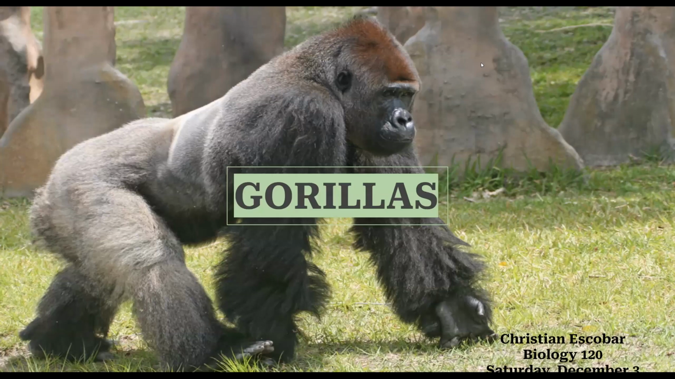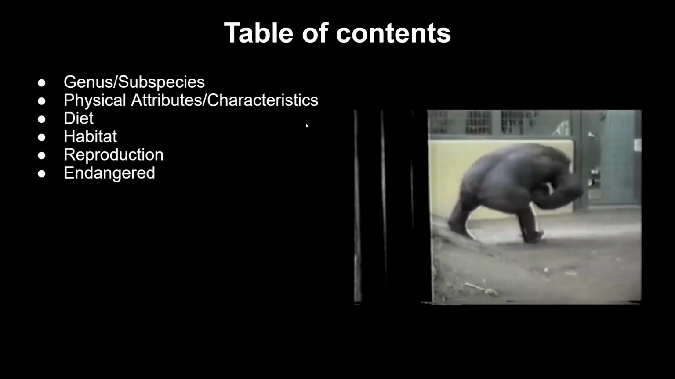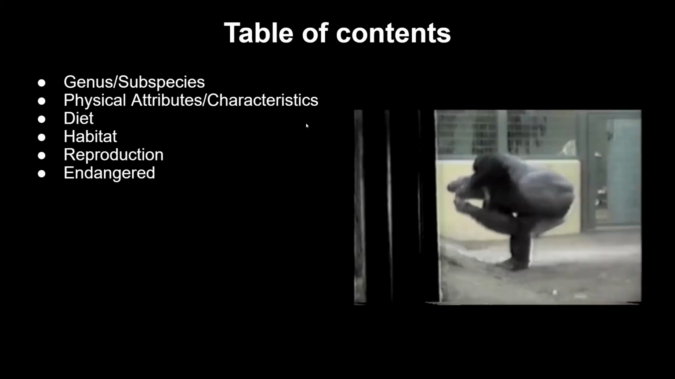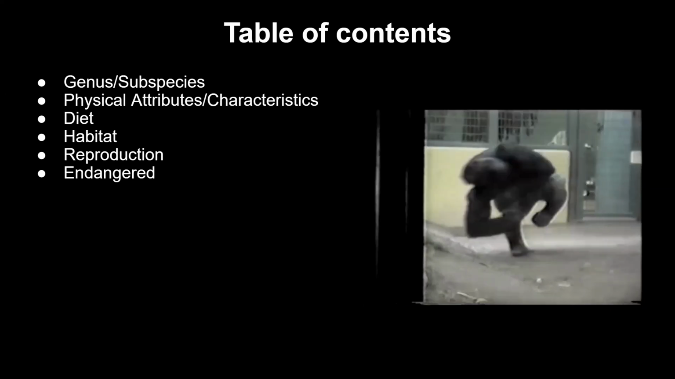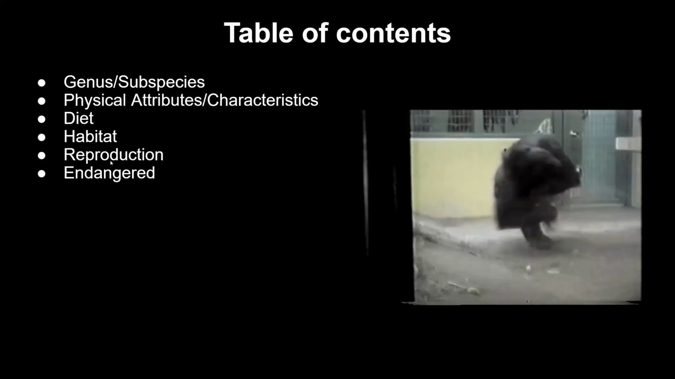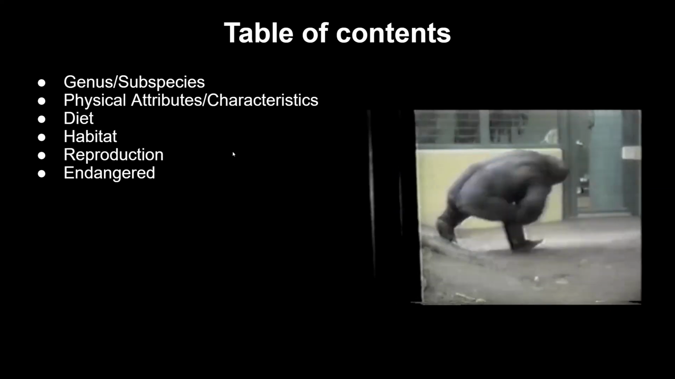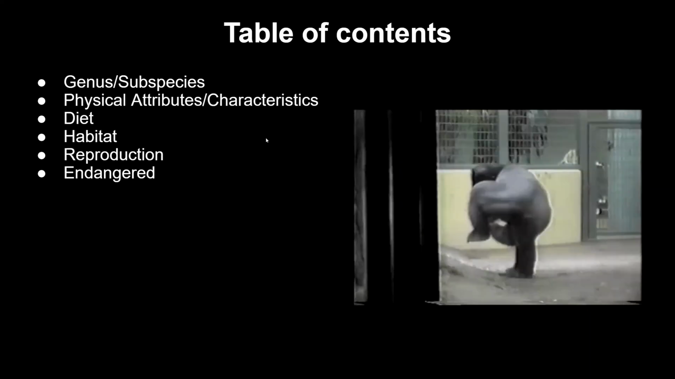I will be talking about gorillas. So here's the table of contents. We're going to be learning about their genus and their subspecies. We're going to be learning about their physical attributes and characteristics. We're going to be learning about their diet, their habitat, reproduction, and we're going to be learning about how they're endangered.